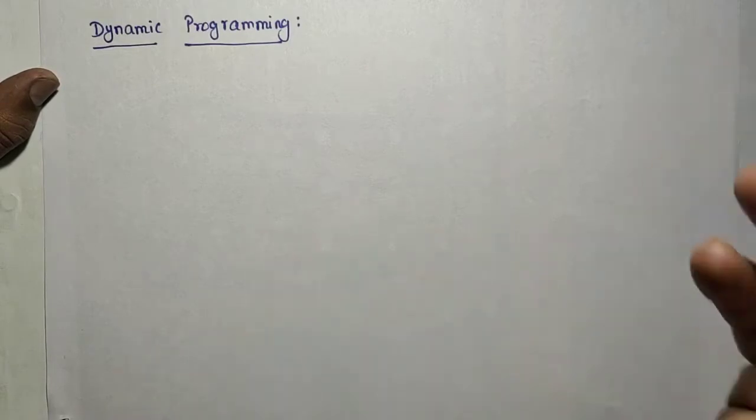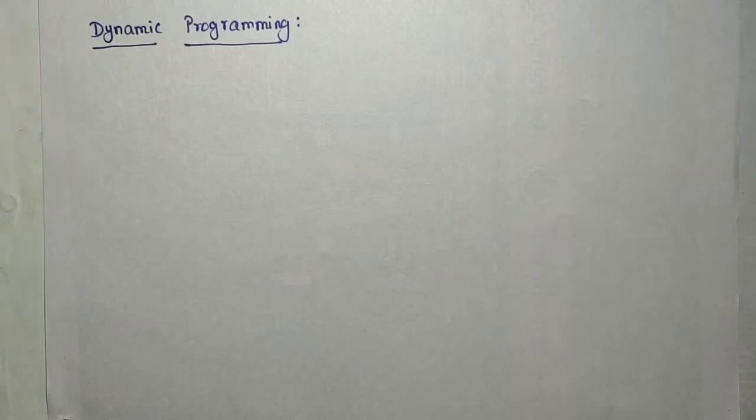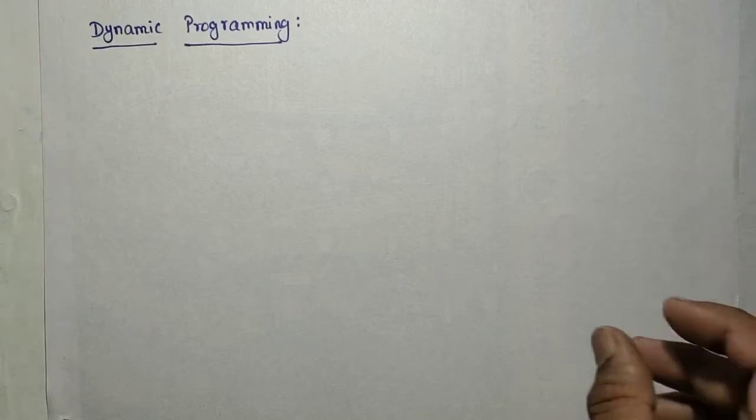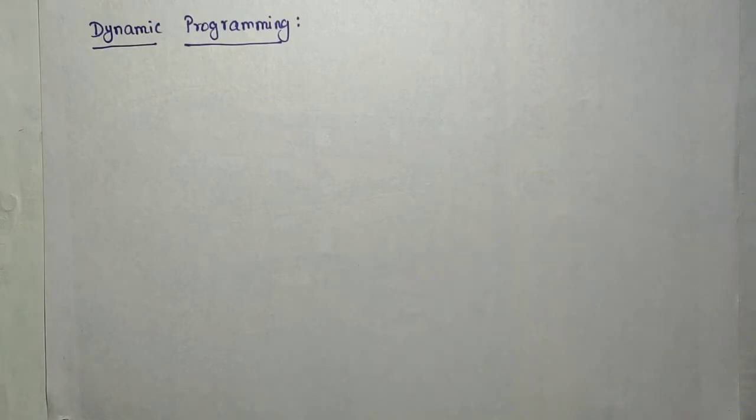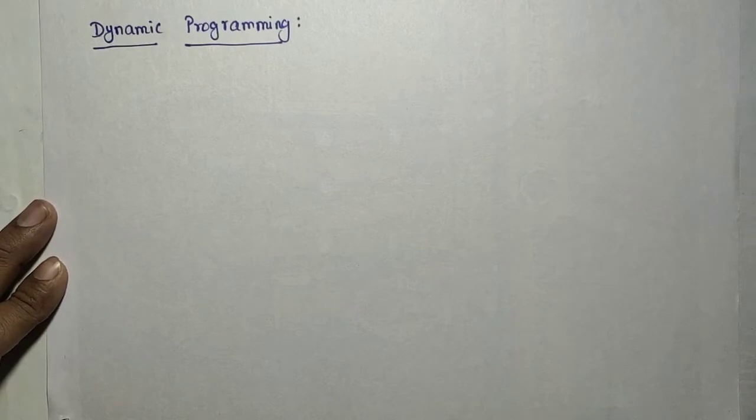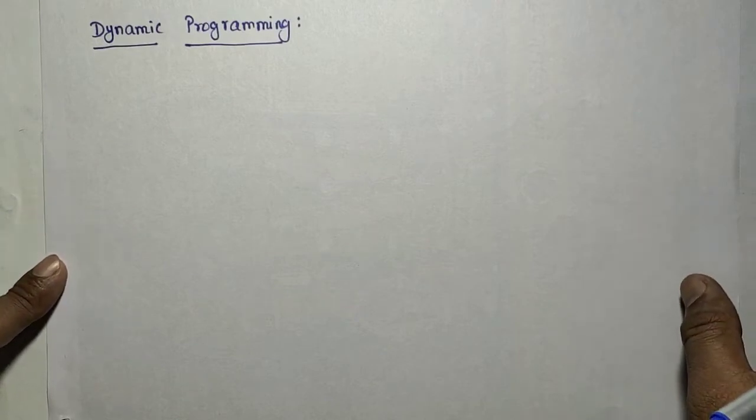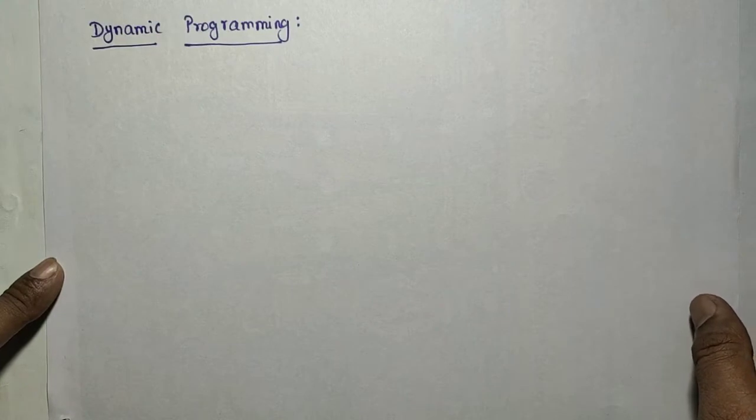Similar to divide and conquer, in the dynamic programming approach also, the problem is divided into subproblems. In both dynamic programming and divide and conquer, the subproblem is a smaller instance of the main problem. It means the problem is the same, only the size of the input is different for the subproblem. If the main problem is sorting, the subproblem is also sorting. If the main problem has size n, the subproblem size may be n by 2, n by 3, like that.